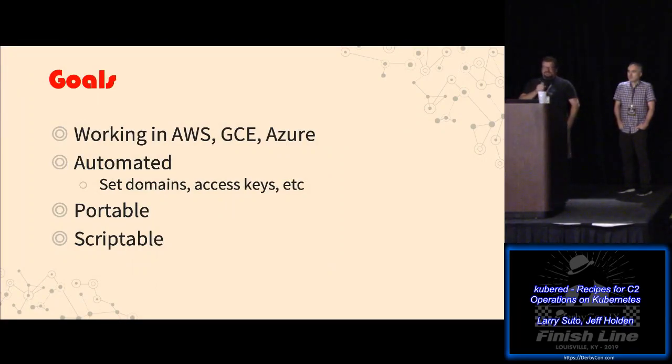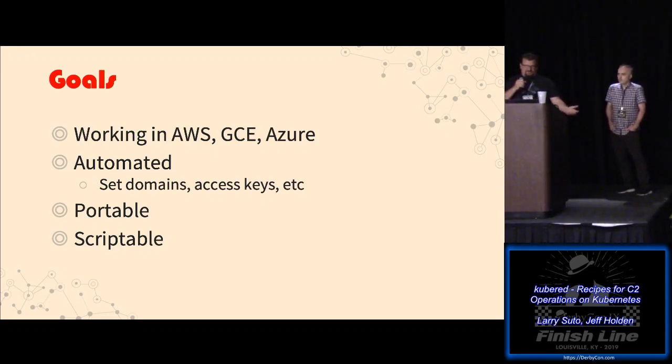So the goal of the project is basically to have Kubered working in all 3 of the major cloud providers: AWS, Google Cloud Engine, and Azure. We're starting with AWS, which is what we have experience in, so we have it working in AWS at this point. We want it to be automated. You put all your configs into one config file, run a script, push it out, and you'll have your C2 infrastructure up and running within about 20 minutes.